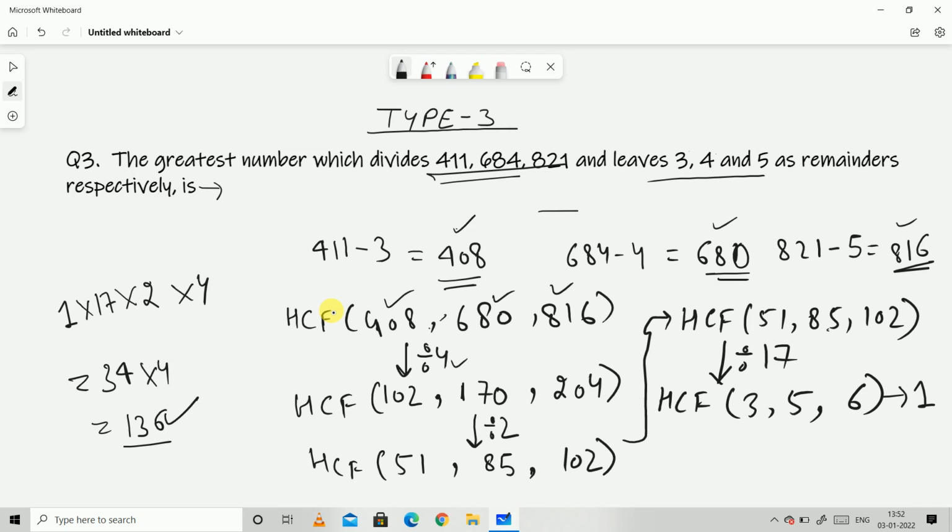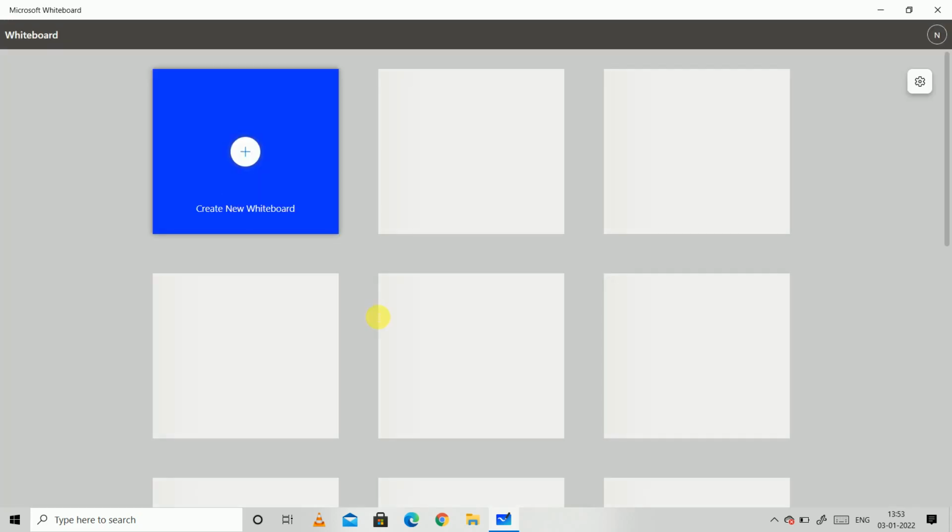Okay, you can cross check also. So this is how this type is dealt with. When you have different remainders in case of the given numbers, then you need to subtract those remainders from the respective numbers and you will get some new numbers, and you need to find the HCF of those numbers. That will be my answer, the greatest number which will divide these numbers, leaving these given remainders. Okay. Now let's move on to the next type of question, that is type 4.